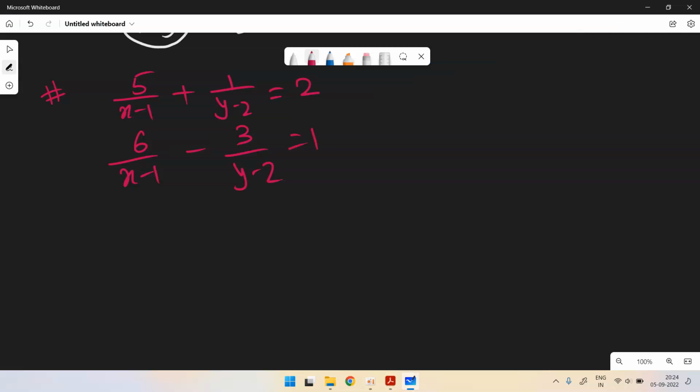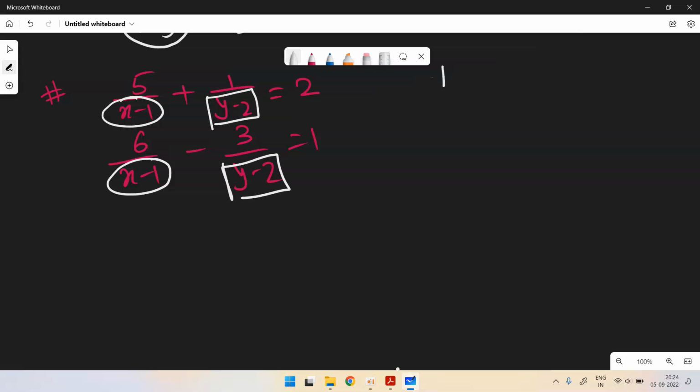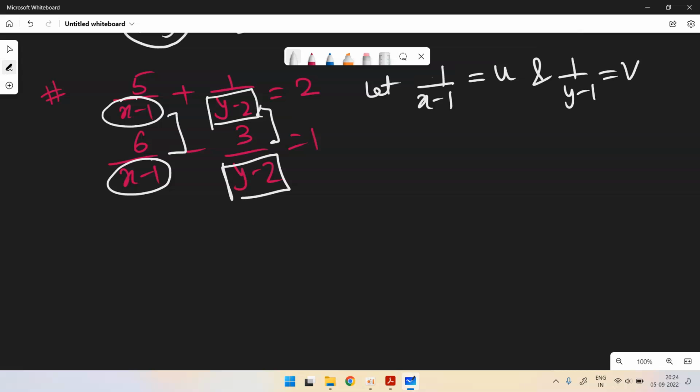equal to 1. Now you can see that there is 1 by x minus 1 here and here, and there is y minus 2 here and here. So from this you need to take 1 by x minus 1. So let 1 by x minus 1 equal to u and 1 by y minus 2 equal to v. Since these are common, you cannot take 1 by x to be u, because the denominator is x minus 1. So you need to take 1 by x minus 1 as u and 1 by y minus 2 as v.